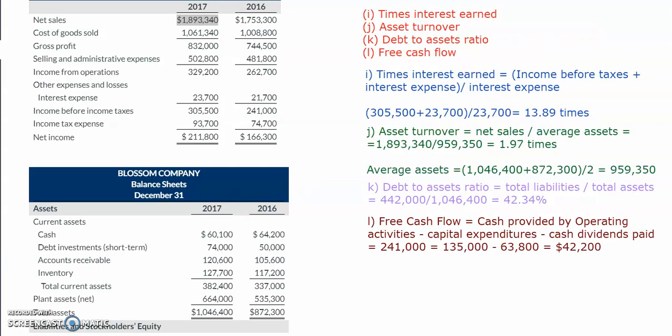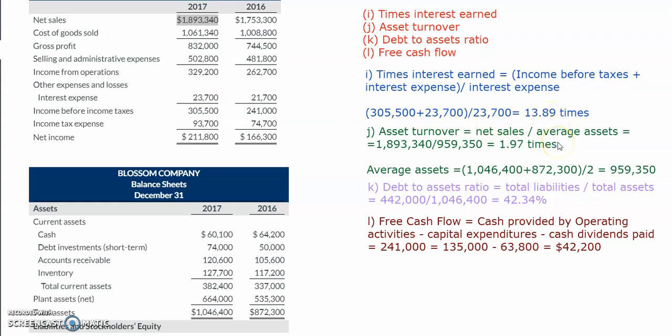All right, so to keep this video a bit shorter, I have included the formulas and the math for these last 4 ratios. We have the times interest earned, which is going to use the information from the income statement. We start off with our income before taxes, add our interest expense, and then we're going to divide that by the interest expense to get 13.89 times.